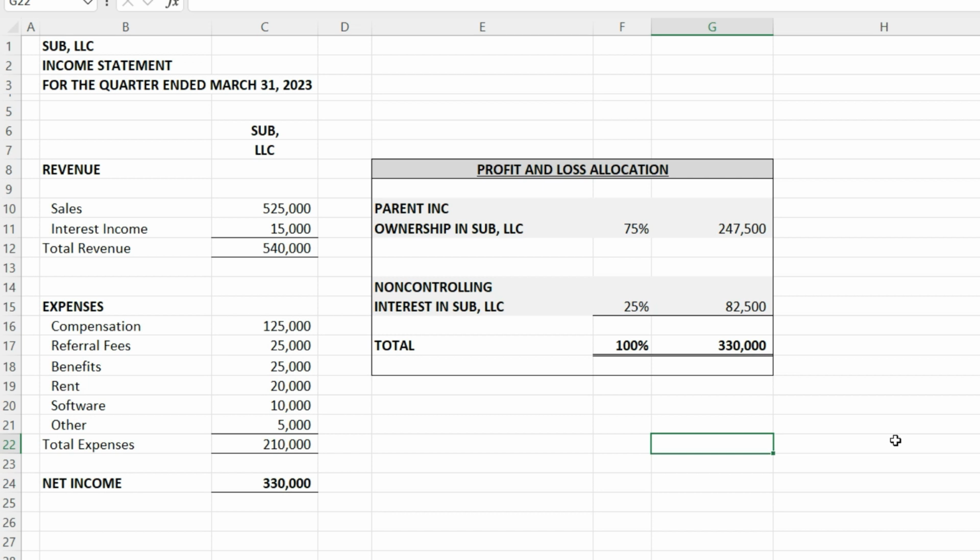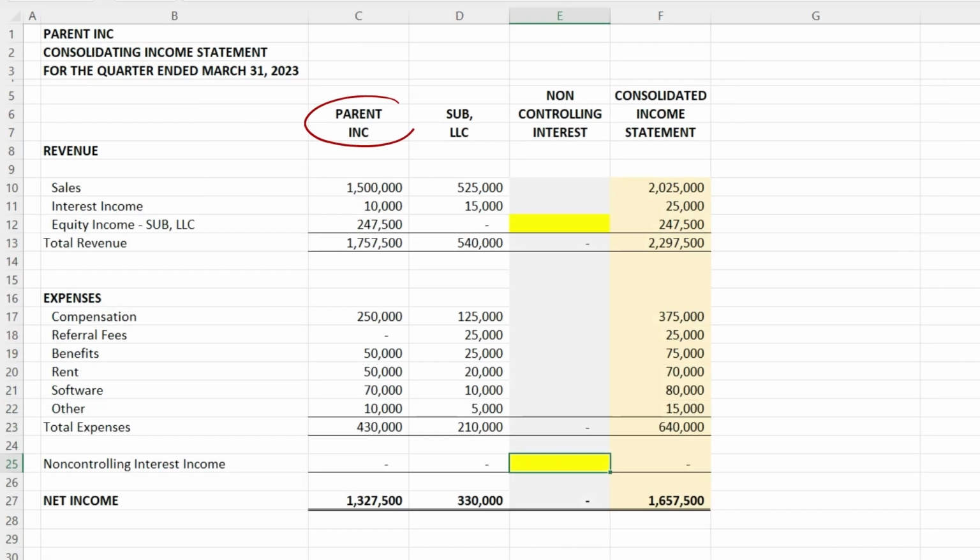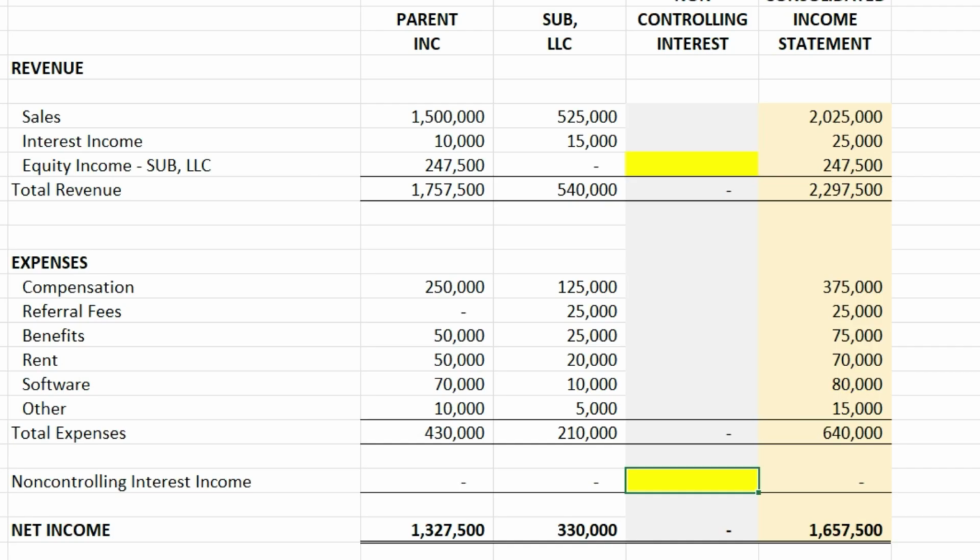So let's flip over to the consolidating income statement. I've got parent incorporated's results for the quarter. I've got sub LLC's results for the quarter. Let's take a look at parent incorporated first really quick. You'll notice there's a line item equity income in sub LLC. We're using equity method accounting for parent incorporated's investment or ownership of sub LLC.